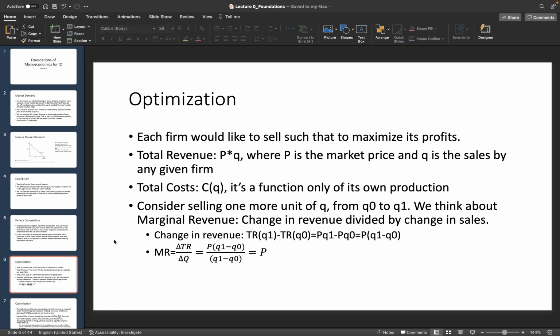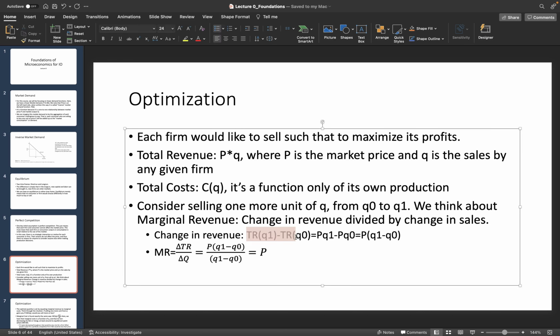Marginal revenue, in terms of formula, you can think about it as the change in total revenue divided by the change in sales. So the change in revenue is just the change in TR here, as you can see. And the change in TR is just this one, based on this formula up here. And if you simplify a little bit further, it's P times whatever the change in quantity is.